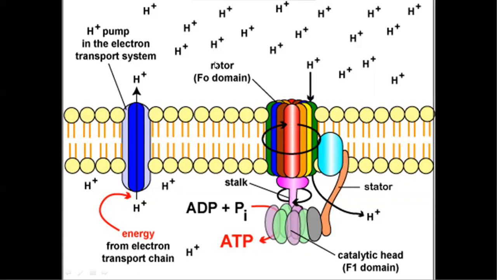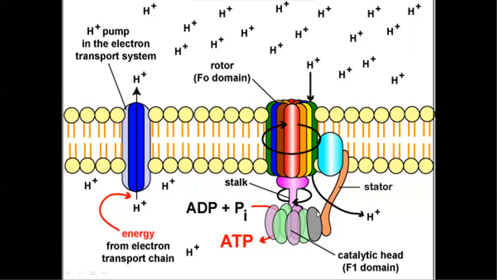The F0 domain is called the rotor. Why? Because it is always rotating. The rotation mainly depends upon the gradient of the H plus ions. And this rotor part is attached to the stalk, so the stalk also will be rotated when the rotor is rotated.